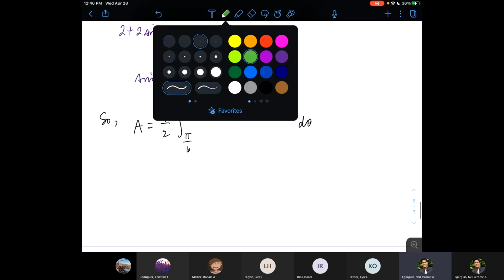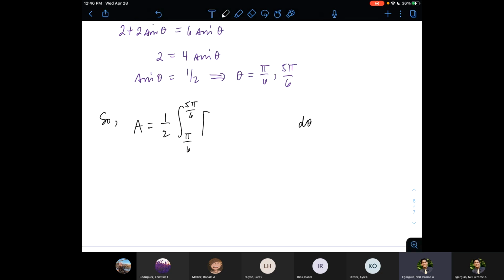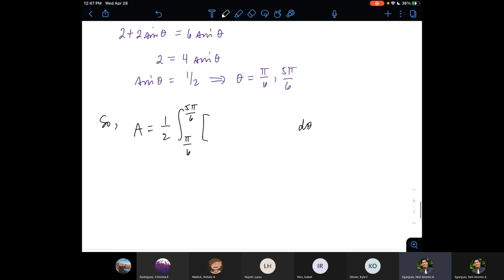So the outer radius is given by the blue curve, right? So it's going to be 6 sine theta quantity squared minus the inner radius, which is always the red curve, 2 plus 2 sine theta quantity squared, all multiplied by d theta. And there you go. That's going to be the area of the shaded region.